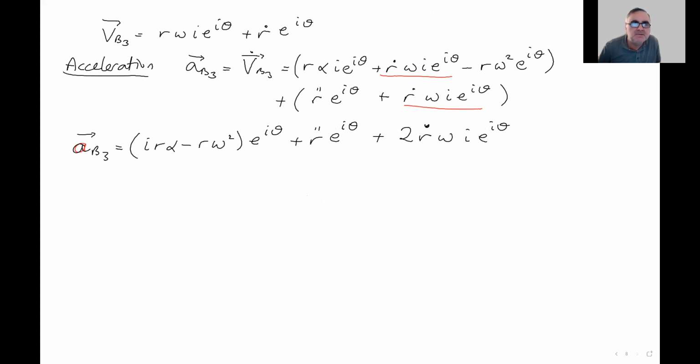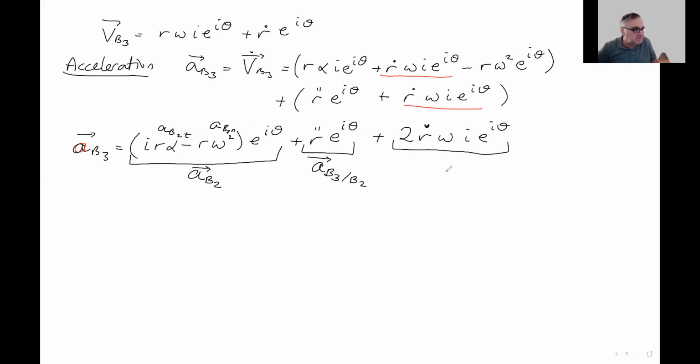So AB3 is equal to, what are these? This is the acceleration of B2. This is the tangential component. This is the normal component, okay. Now this is the acceleration of B3 relative to B2. Now this is the strange part. This is the Coriolis acceleration.